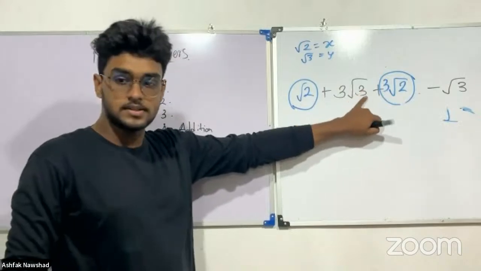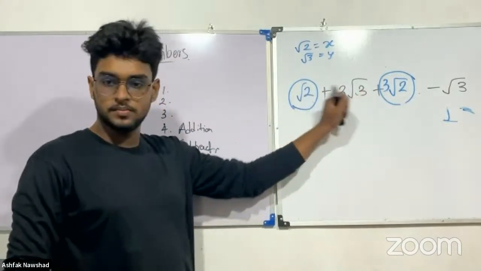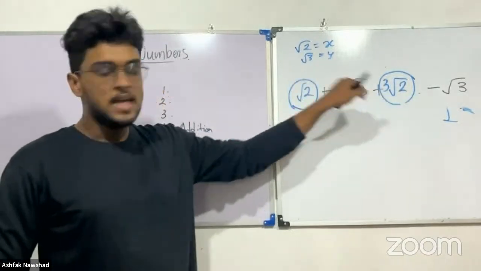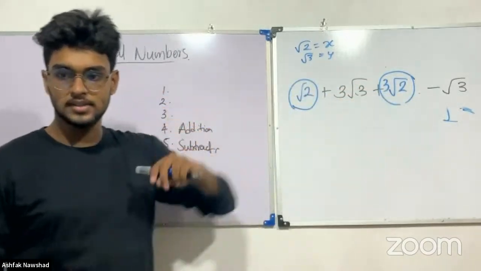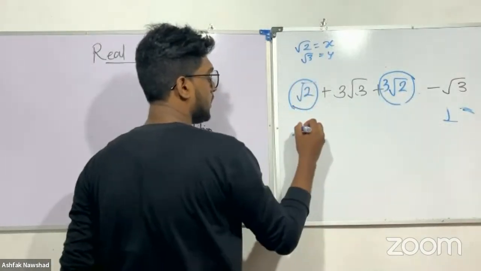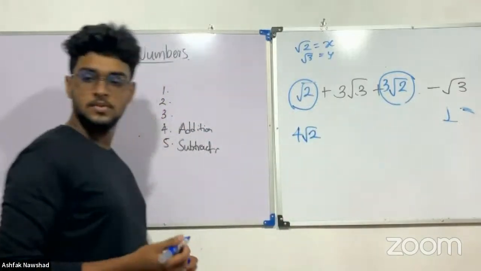Here the surd part is different. It is root 3. So you can't add these two. This is like x and this is like 3x. So you can add these. x plus 3x is 4x. Same like that, root 2 plus 3 root 2 would be 4 root 2. Is that clear?